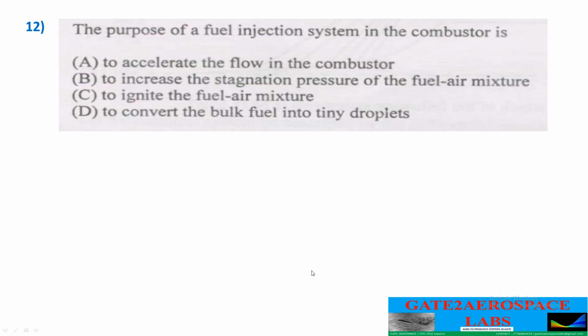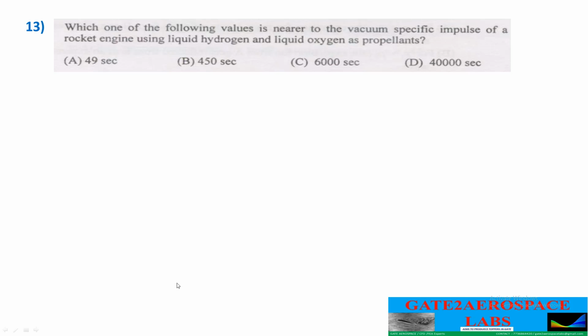Next question, the purpose of the fuel injection system in the combustor. The purpose of this injection system is to convert the fuel into droplets and spray it inside the combustor chamber with very high pressure, so that the fuel will become droplets. So D is our answer. This is a memory based question.